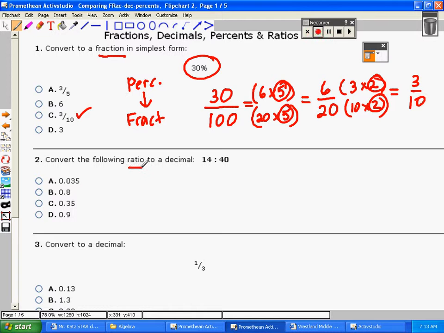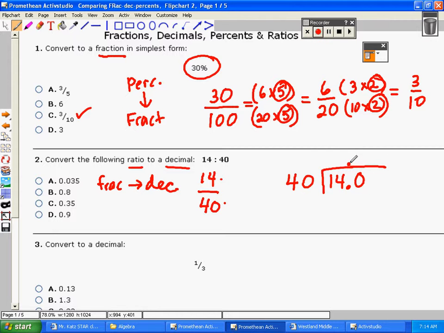Convert the following ratio. Ratio is the same thing as a fraction, to a decimal. So right now 14 to 40 is the same thing as this fraction. And to convert to a decimal, so right now we're going fraction to decimal, all you have to do is divide 14 divided by 40. Notice how the 40 is on the outside. Now 40 does not go into 14, so I'm going to add a 0.0. Bring up my decimal. 40 goes into 140.